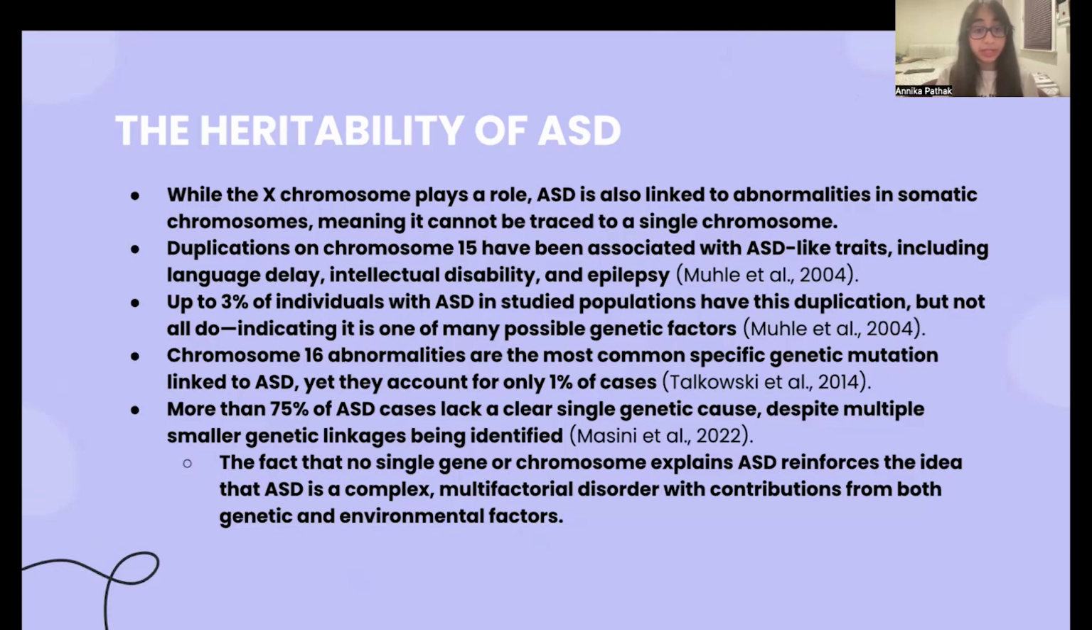Chromosome 16 abnormalities are the most common specific genetic mutation linked to ASD, yet they account for only 1% of cases. More than 75% of ASD cases lack a clear single genetic cause, despite multiple smaller genetic linkages being identified. The fact that no single gene or chromosome explains ASD reinforces the idea that ASD is a complex, multifactorial disorder with contributions from both genetic and environmental factors.